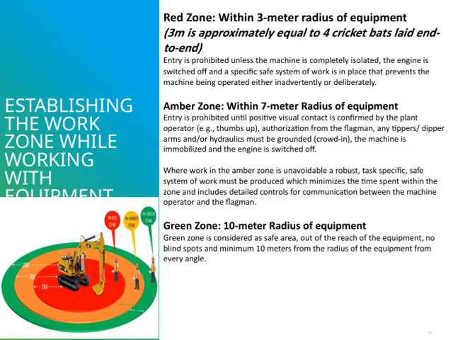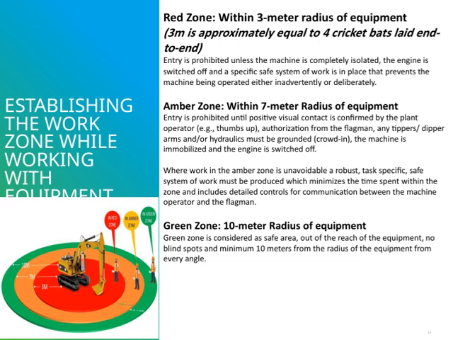Let's take a closer look at establishing the work zone when working with equipment. First, we have the green zone, which extends to a 10-meter radius around the equipment. This area is considered safe because it's out of the reach of the equipment, has no blind spots, and maintains a minimum distance of 10 meters from every angle. It's important to recognize that working in this zone should be minimal, and when it is necessary, we need to ensure safety measures are in place.